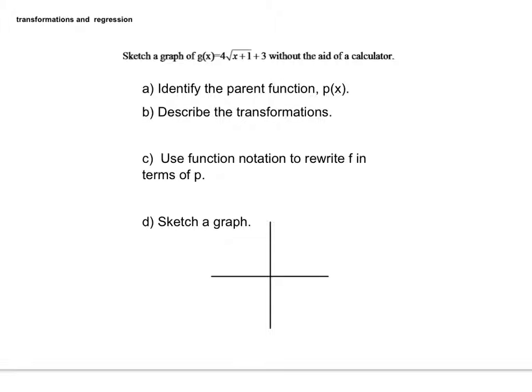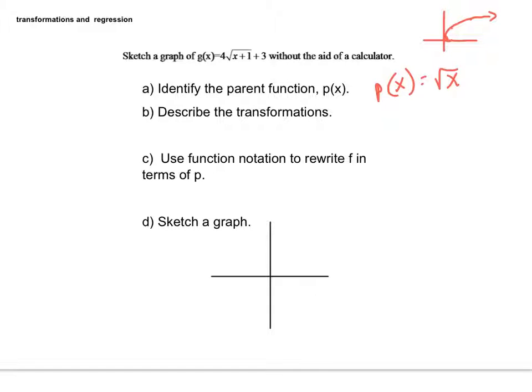Our next example deals with function g of x. I've just chosen a different parent function. In this case, I see square root of x. So p of x equals square root of x. That basic function looks like this. Starts at 0, 0, square root of 0 is 0, square root of 1 is 1, square root of 4 is 2, so it looks kind of like this. Okay, square root of 9 is 3, climbs very slowly, top half of a sideways parabola.